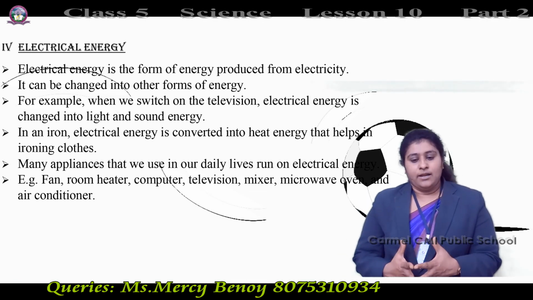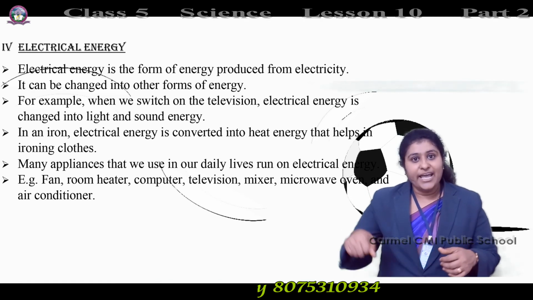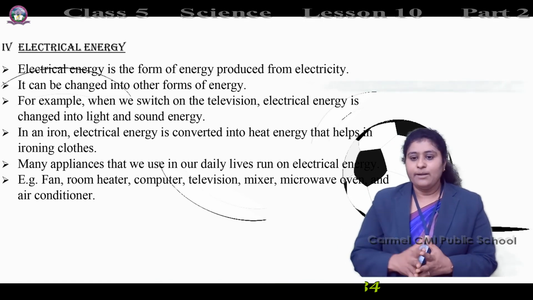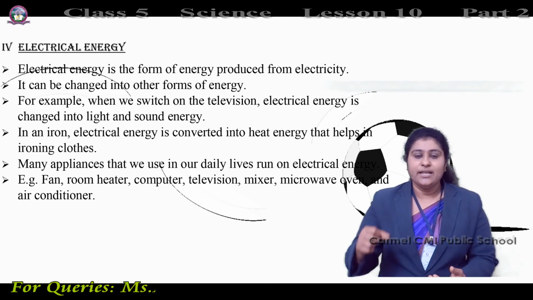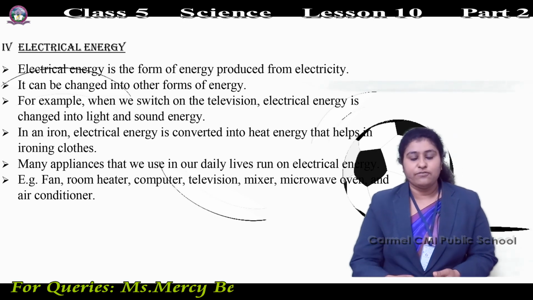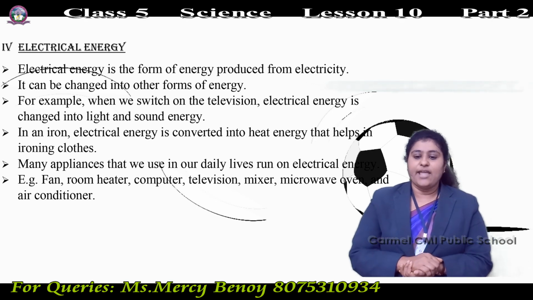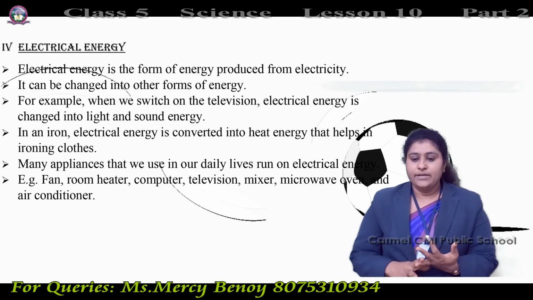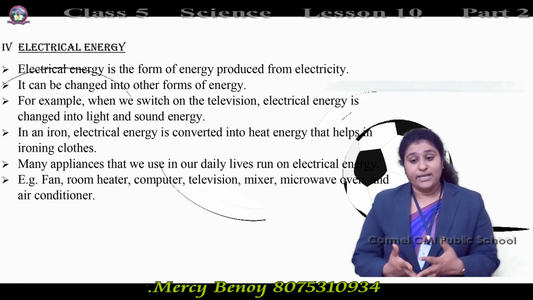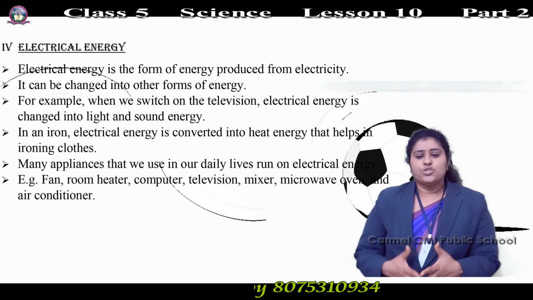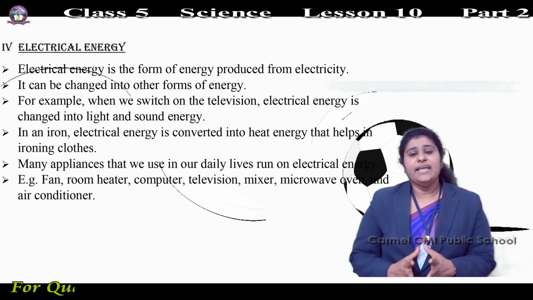Then in an iron, electrical energy is converted into heat energy that helps in ironing clothes. In the iron box, electrical energy is converted to heat energy, so heat is produced and it is used for ironing the clothes. Many other appliances that we use in our daily life run on electricity: fan, room heater, computer, television, mixer grinder, microwave oven, air conditioner. These are examples of electrical appliances that we use in our daily life.